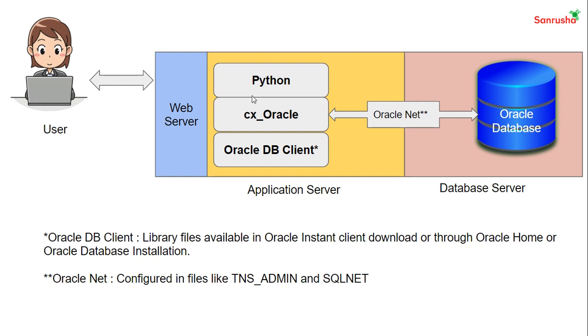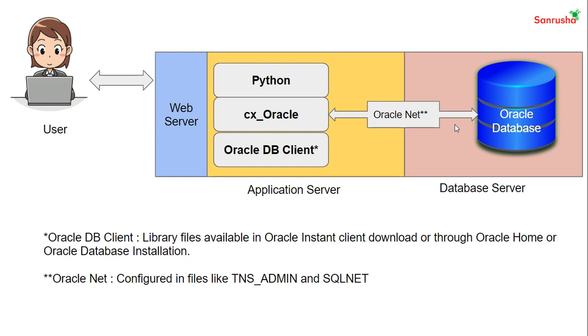So you wrote a Python program, deployed that Python program on the application server, and it's published on the web server. The user connects through the browser, puts in the web address, it goes through the web server and connects to the application server, and using cx_Oracle, Oracle DB client and Oracle Net, the application server connects with Oracle database, and then using Oracle database you retrieve the data or put the data there. So that's the overall architecture. I hope you get it.